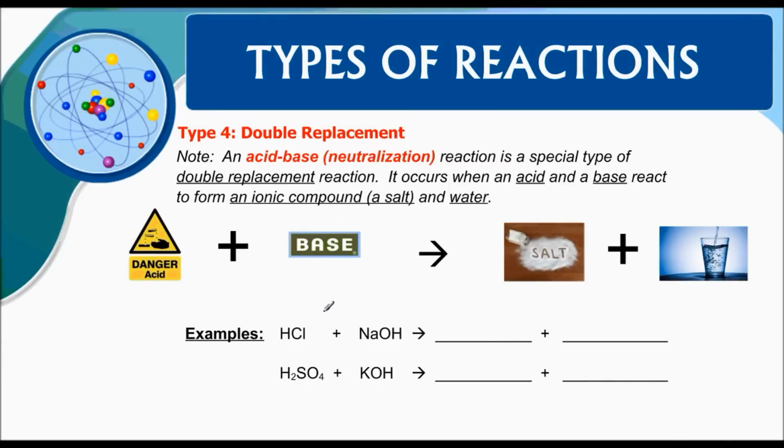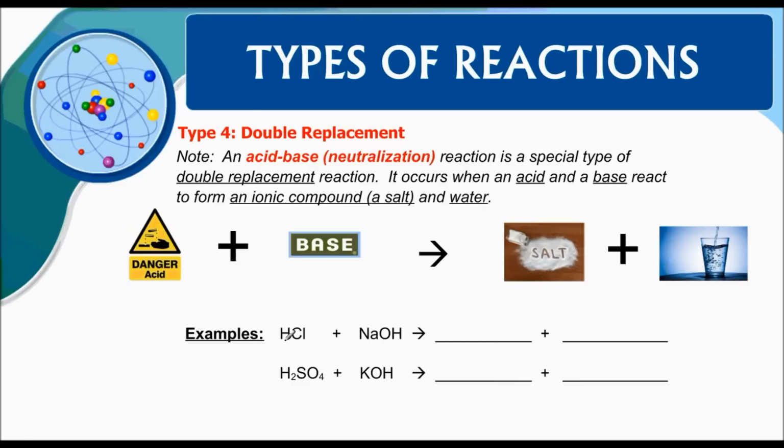All right, a type of double replacement reaction is called neutralization, or an acid-base reaction. It's a special type of double replacement reaction. It occurs when an acid and a base react to form an ionic compound known as a salt, and water. So your reactants are acids and bases. Your products are salt and water.